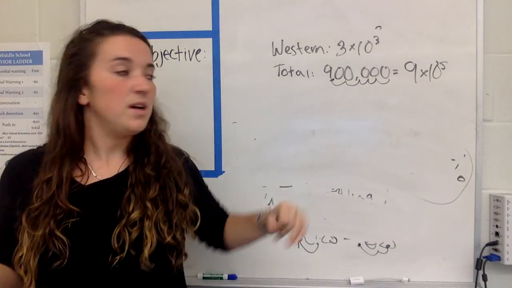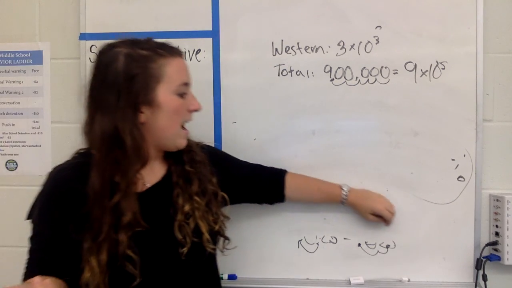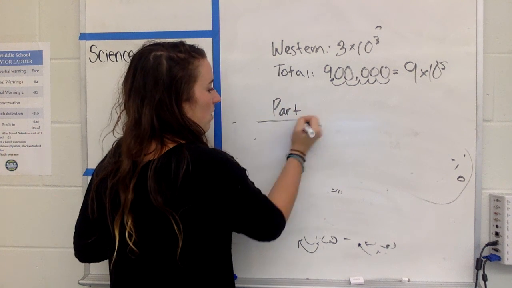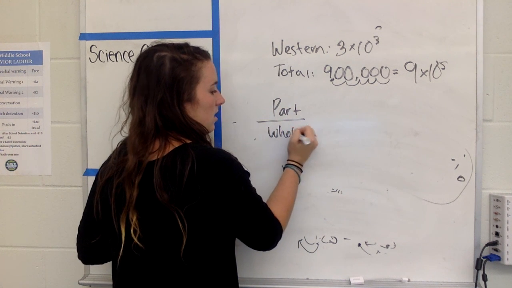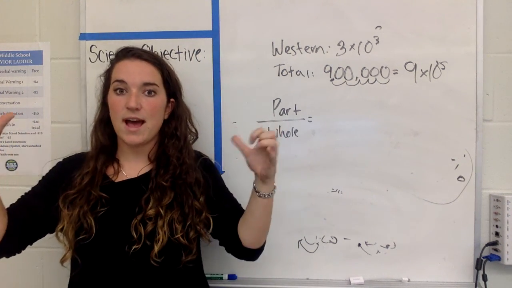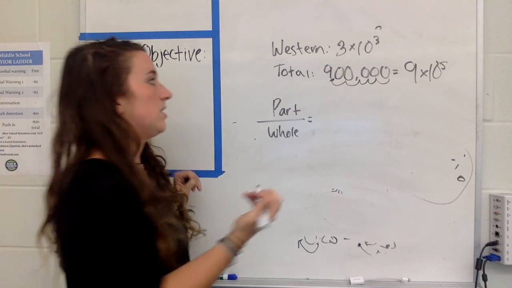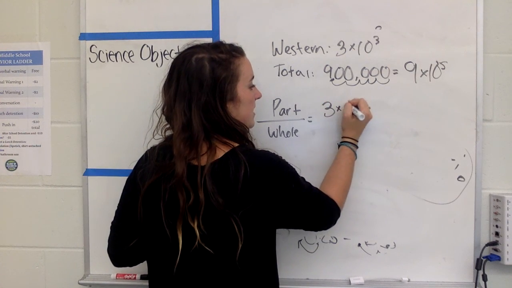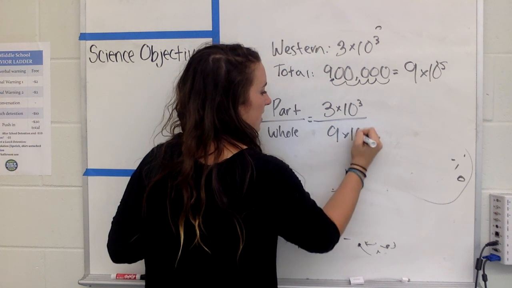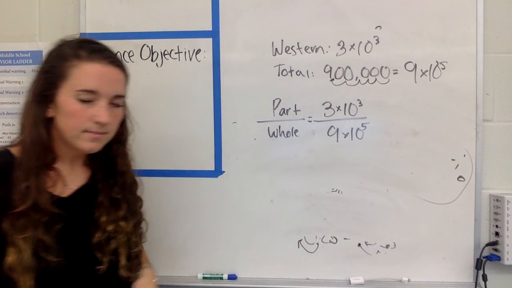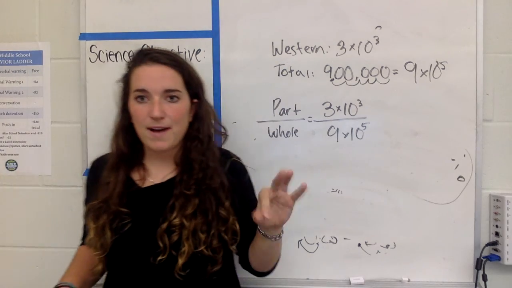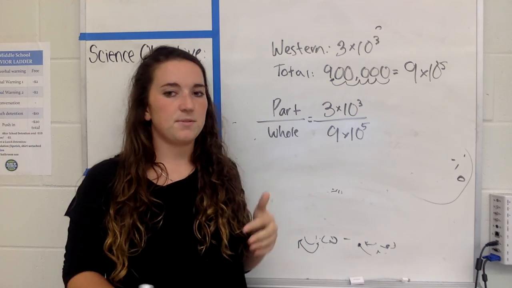Now I'm going to convert this into a percent. I know percents mean part divided by whole. My part is the forest in the western half. My whole is the total. So my part is 3 times 10 cubed. My whole is 9 times 10 to the 5th. So now I'm trying to find approximately what is the percent.